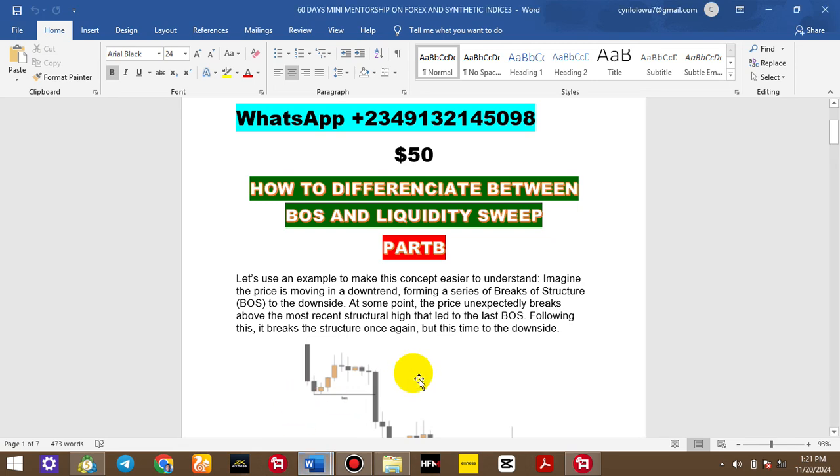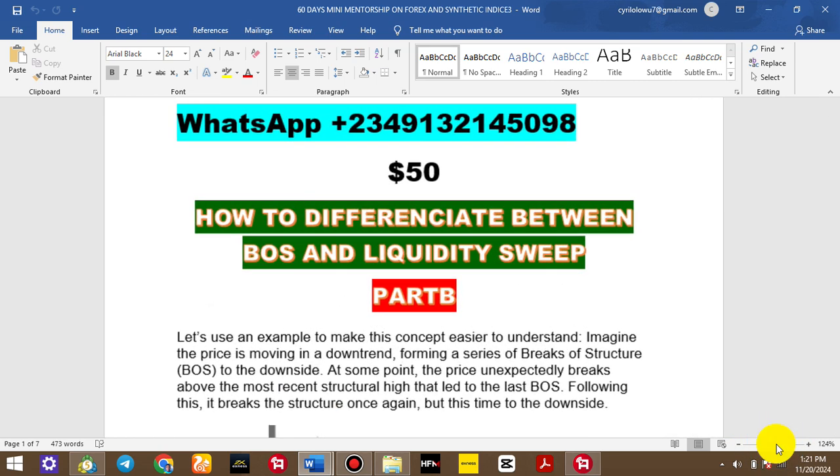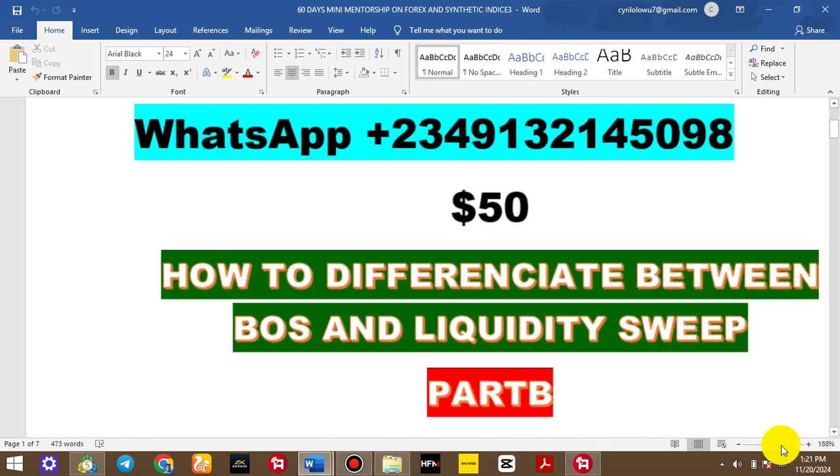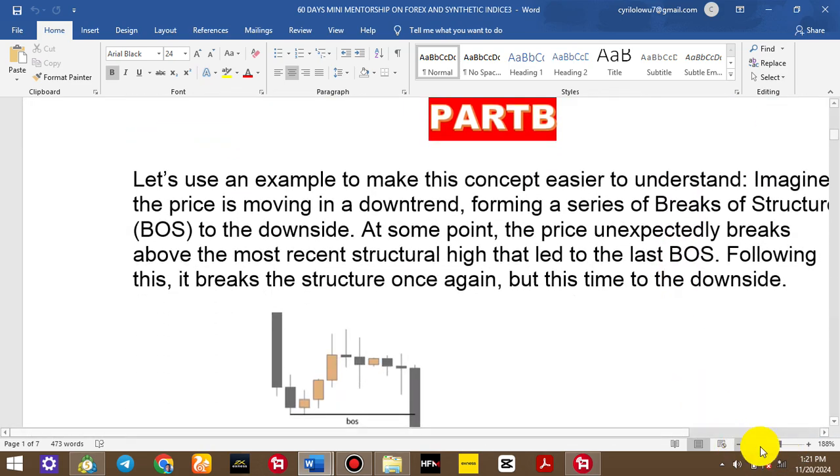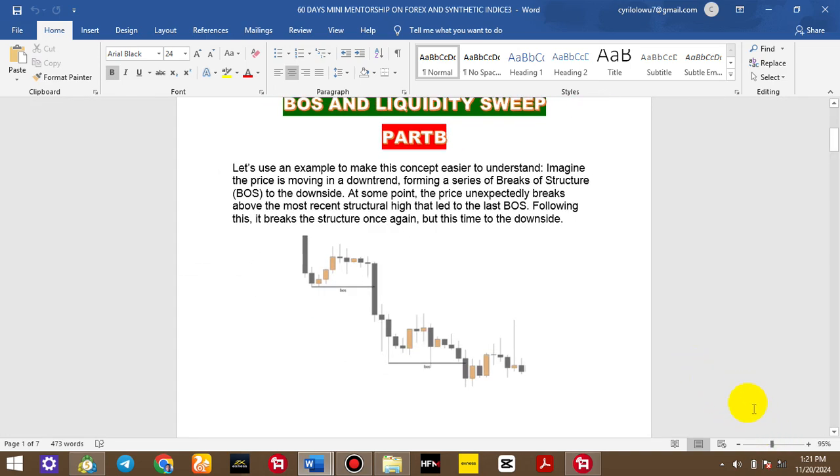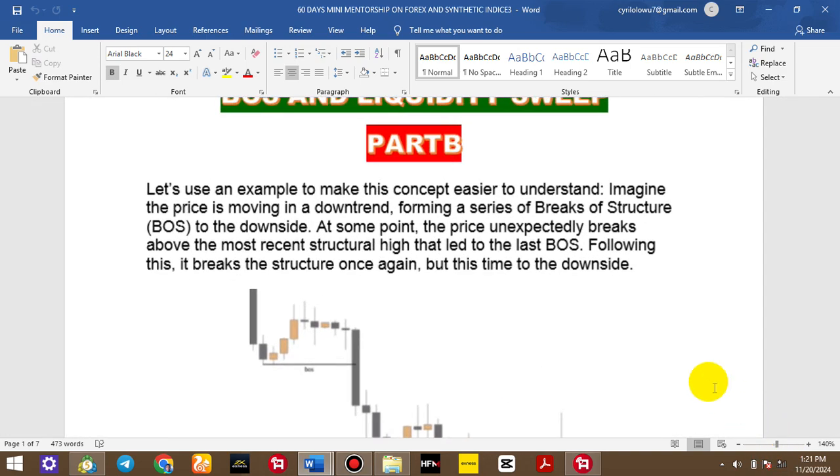All right, guys. Now, coming to the second part of this lesson, we are going to be talking about how we can differentiate between a liquidity sweep and a break of structure on the live charts.